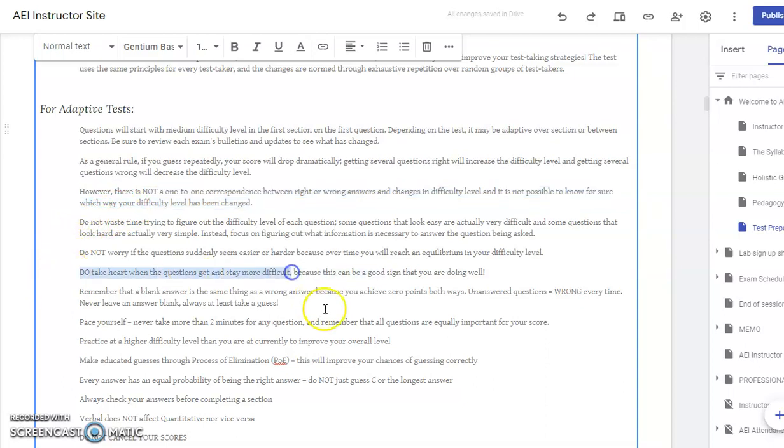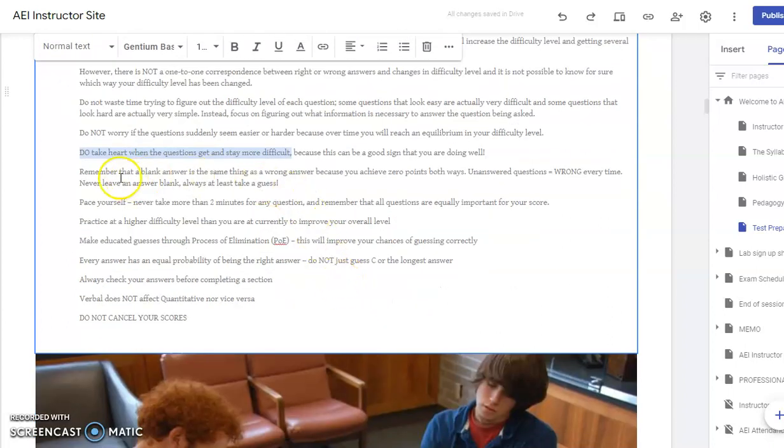Take heart if all of a sudden the questions do seem more difficult, and remember to answer every question. A blank answer is the same thing as a wrong answer. Always at least take a guess. Be sure to pace yourself. Usually it's about 2 minutes per question, and try to practice at higher difficulty levels than your current level in order to improve. Make educated guesses through process of elimination. Don't just guess C or the longest answer. Always check your answers before you hit submit. And remember that the two different parts of the test, quantitative and verbal, do not typically affect each other.